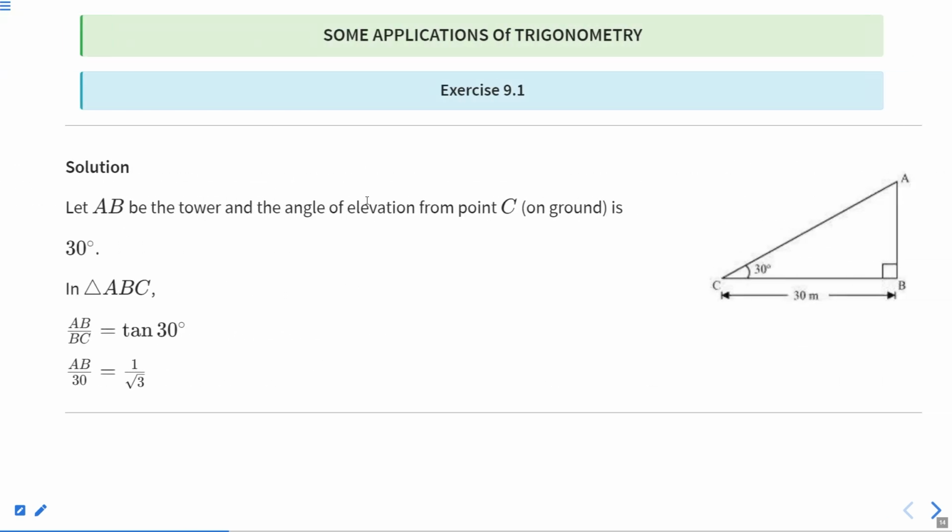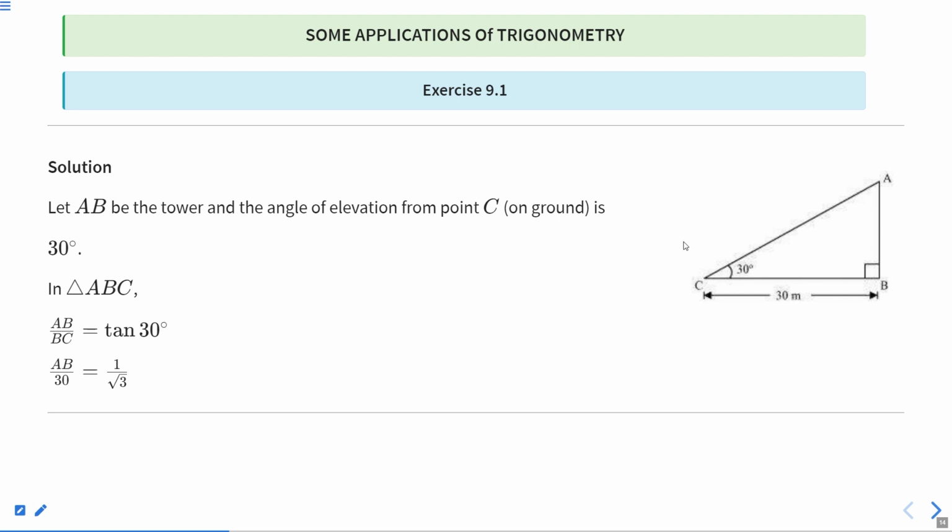So let us solve it. So here you can see this diagram. So in this diagram here, AB is basically the tower, and the angle of elevation from the point C on ground is 30 degree. Okay, so let AB be the tower, and the angle of elevation from the point C on ground is 30 degree. So in triangle ABC, here AB by BC is equal to tan 30 degree. So now we have BC, this distance, is equal to 30 meter.